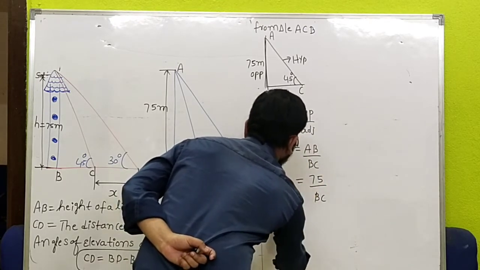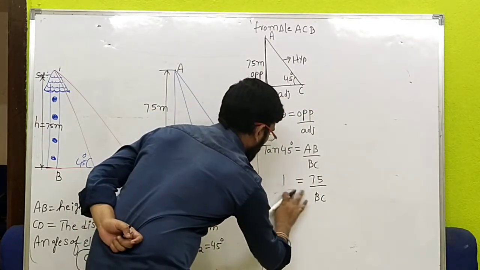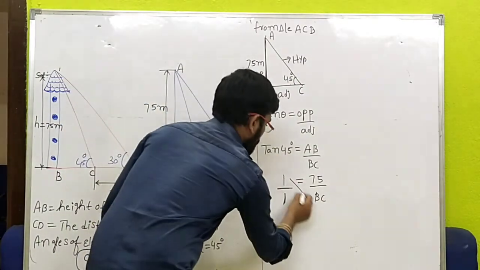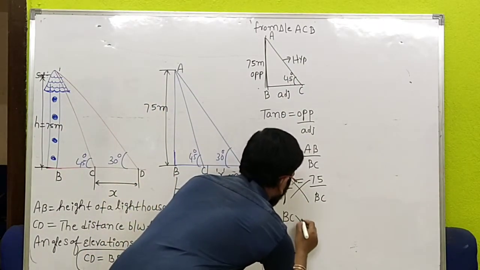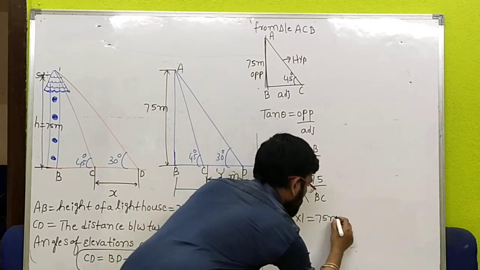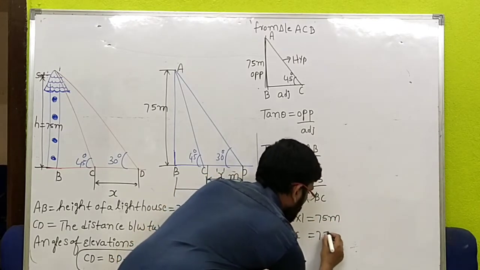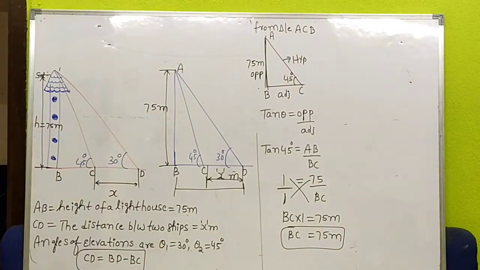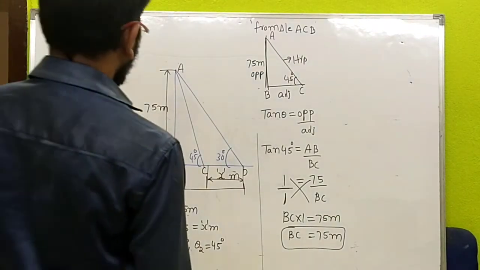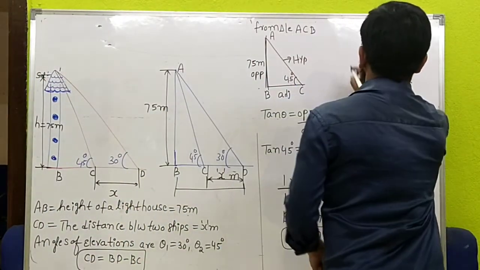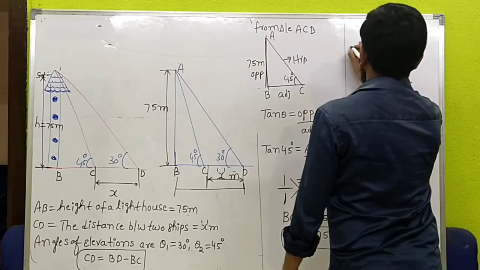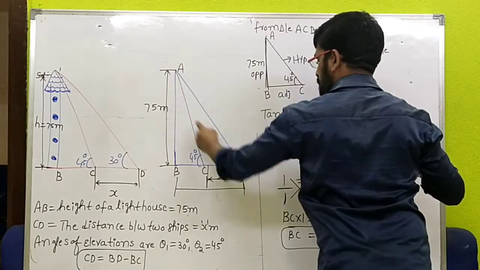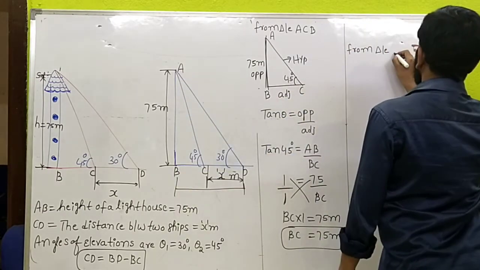Actually tan 45 is 1. Next, if you do cross multiplication, BC into 1 is equal to 75 meters. Then BC equals 75 meters. Next, consider one more triangle, from triangle ADB.